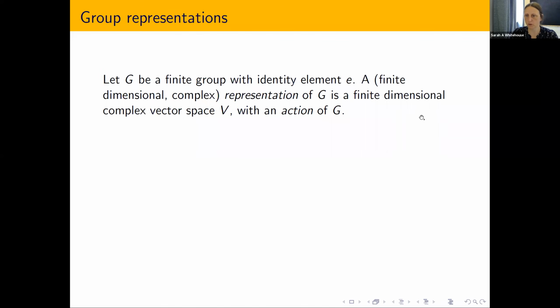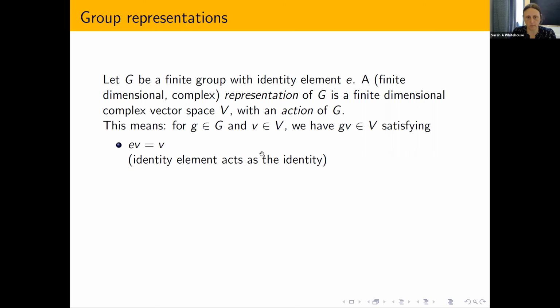Okay, so what we want is one of those, and I'm hoping that you've seen a little bit of linear algebra and you know what this means. You can just think about Cn, the standard view of complex n-dimensional space, and that's fine. And then we don't want just a vector space, we want one together with an action of our fixed finite group G. And let me just tell you what it actually means to have an action of a group on a vector space.